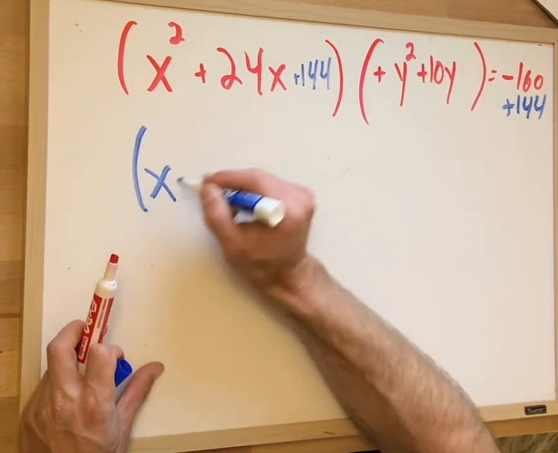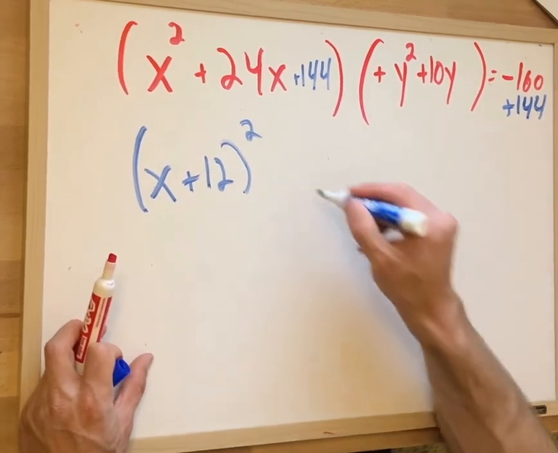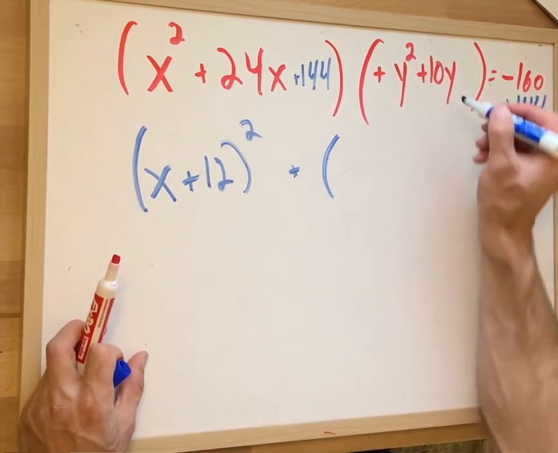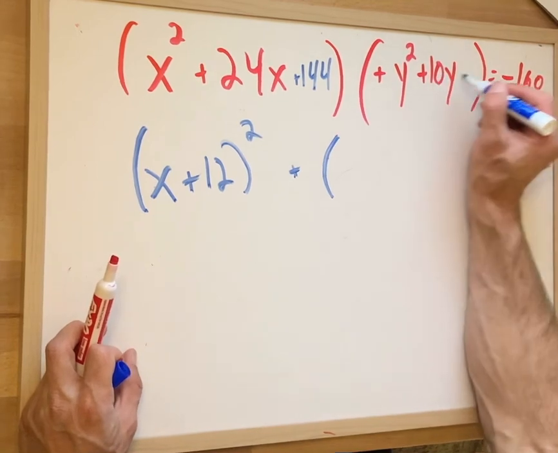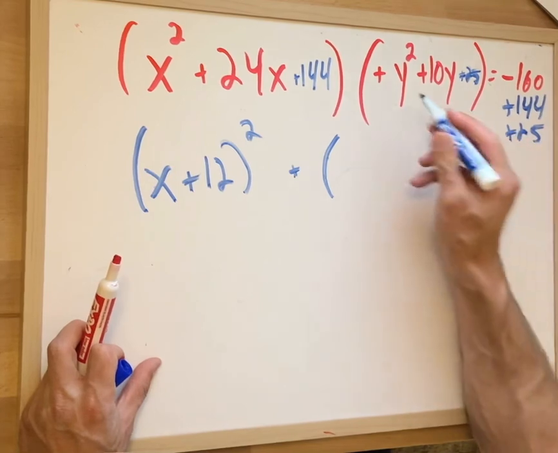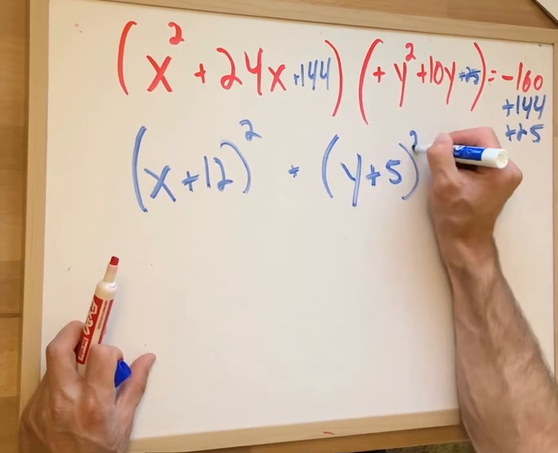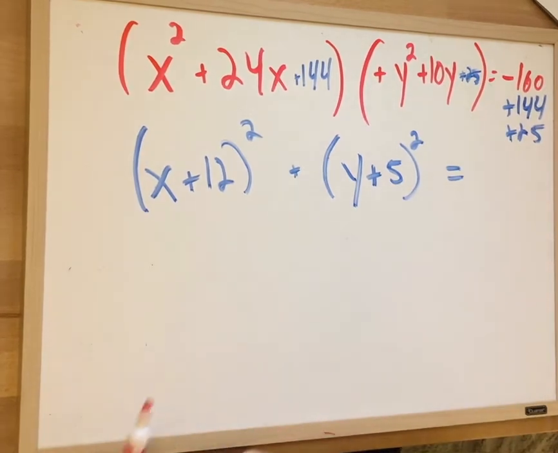Factor this: x plus 12 squared, okay? Plus. Half of 10 is 5, squared is positive 25, so add 25, add 25. And factor this, it just becomes x plus 5 squared equals, all right. Now I'm going to go 144 plus 25 minus 160. I'm going to get 9.